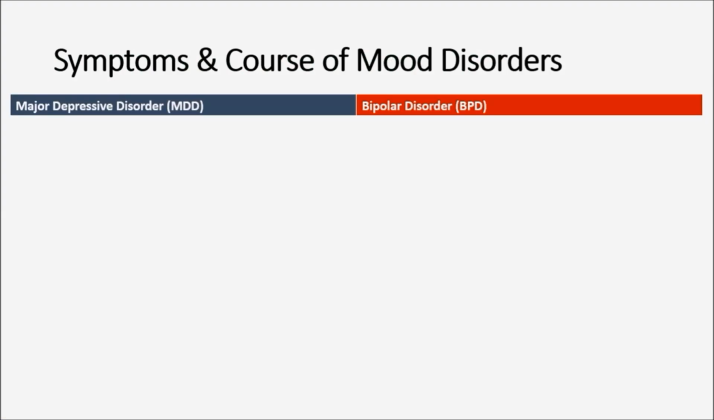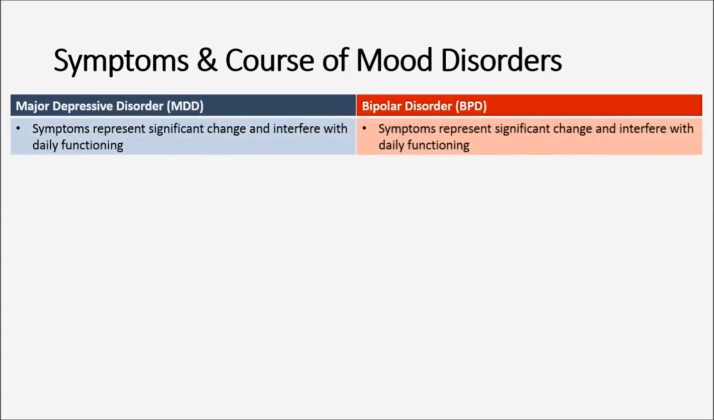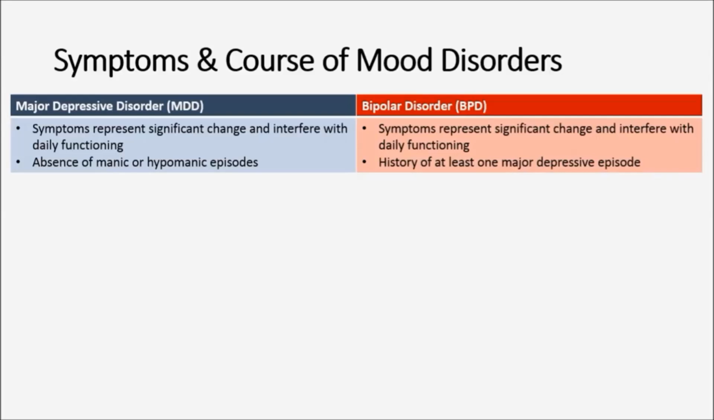So in terms of the symptoms and the course of these mood disorders, for both major depressive disorder as well as bipolar disorders, the symptoms need to represent a significant change in the mood of that person, and they need to interfere with daily functioning. Now, with major depressive disorder, there has to be the absence of either manic or hypomanic episodes. Otherwise, it would be considered part of a bipolar disorder. And so with bipolar disorder, there has to be at least one major depressive episode. Again, if that is type 1.